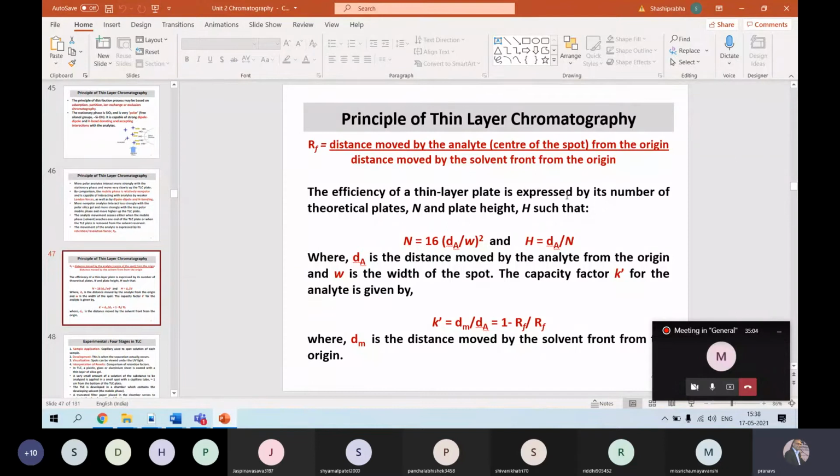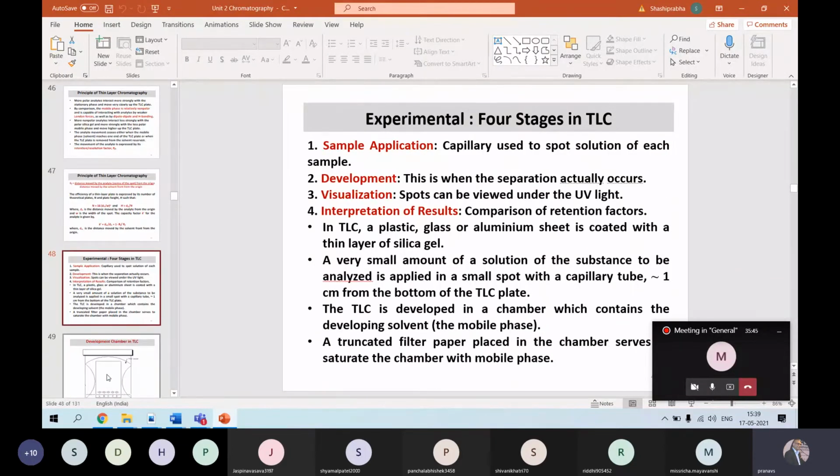These are the important terms which one needs to evaluate when one is optimizing a chromatographic experiment, a TLC experiment. And these data are to be presented along with whatever application you do, whether it is monitoring of a chemical reaction or analyzing different fractions coming out from column chromatography. So these are the things which are supposed to be evaluated.